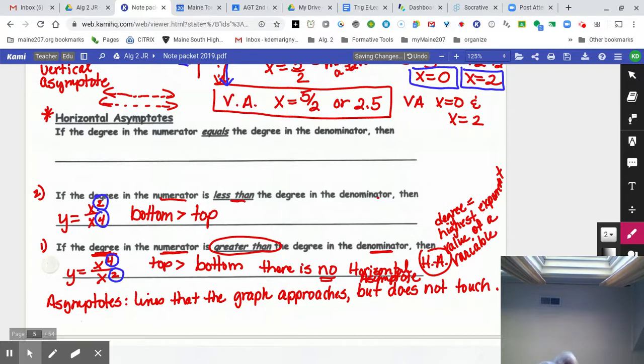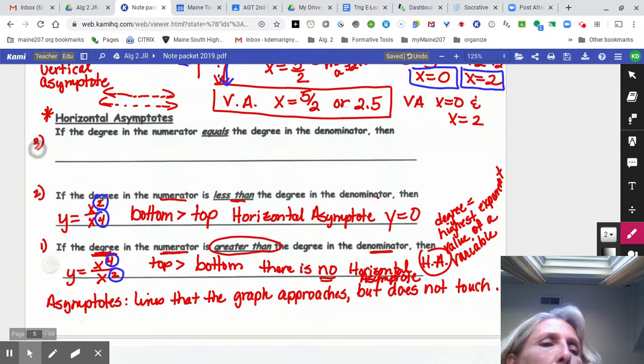I like to say it a little bit differently: the degree in the bottom is bigger than the degree at the top. And if that's the case, then your horizontal asymptote is always y equals 0. Always. So a horizontal line is a y equals line. A vertical line is an x equals line. Now, those two are the easiest, I think. And here's the last one, number 3.